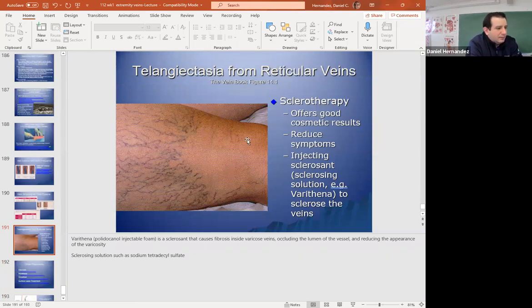So this is an example of a patient who may undergo sclerotherapy. These are more spider veins, or these small varicose veins. So again, these offer good cosmetic results. They inject that sclerosing solution into the veins in order to shrink them and reduce the appearance of the varicosities.